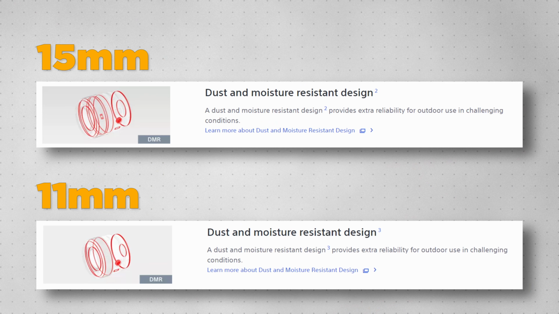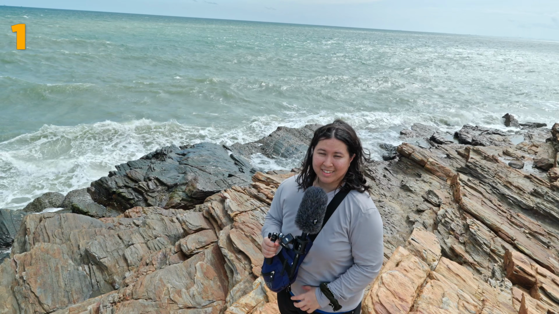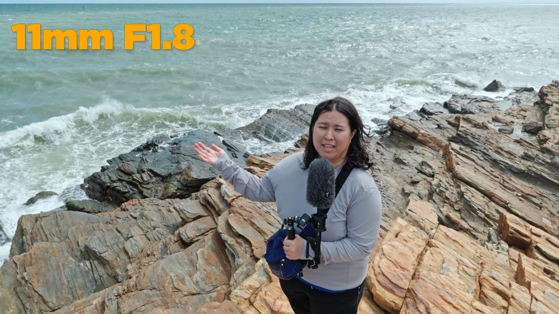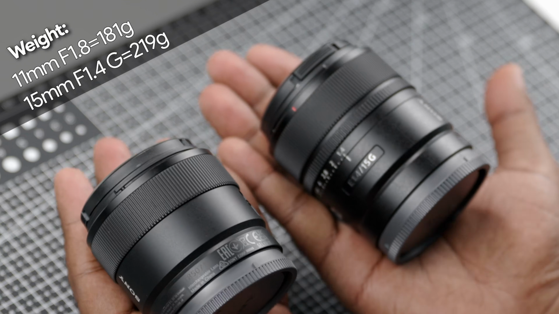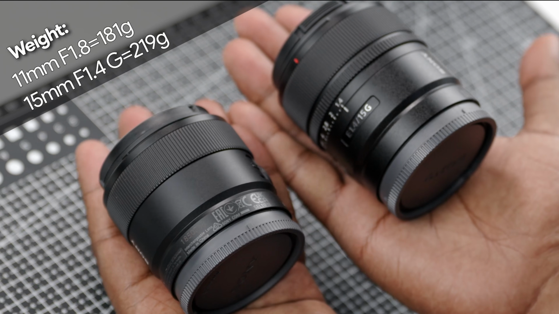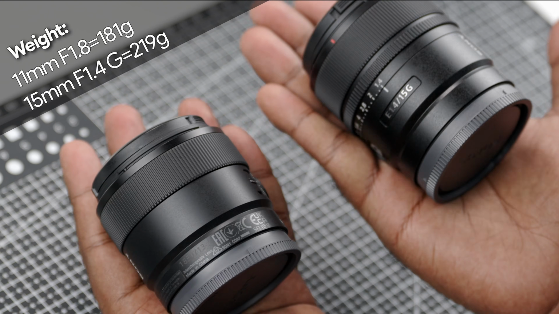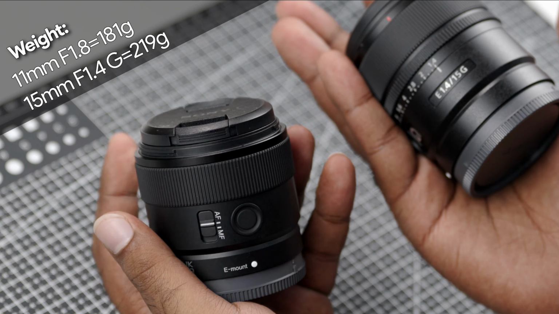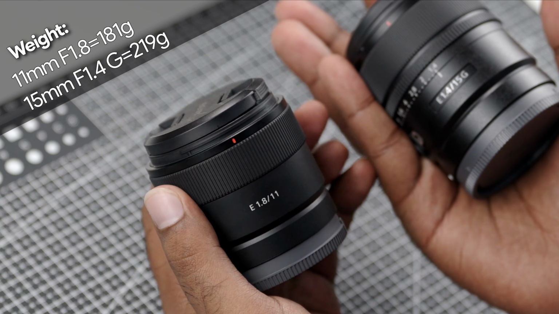Both these lenses are weather sealed. The level of weather sealing might be different between the two lenses. I was able to confidently use the 11mm f1.8 on a beach side, so that's something to say about it. The 11mm is as light as 181 grams while the 15mm weighs about 219 grams. You will not feel much of a difference in handling them with just 38 grams of difference.